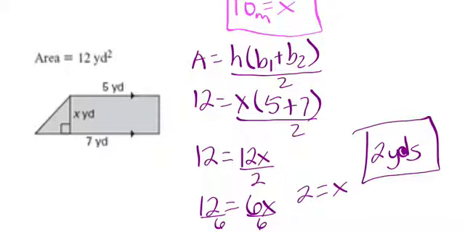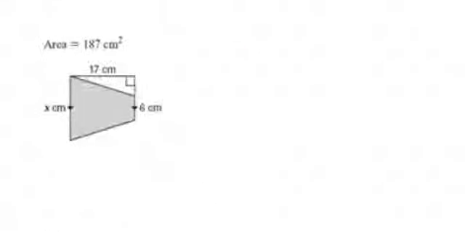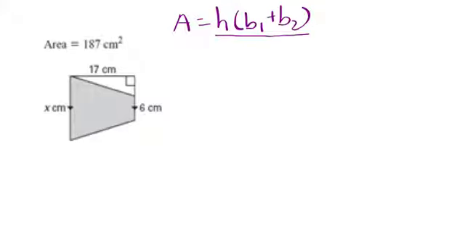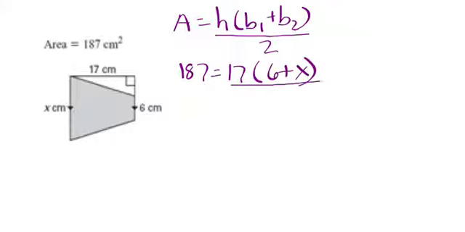And then the last one that we're going to do in this video is another trapezoid, and in this particular trapezoid we don't have one of the bases. So this one works a little bit differently. So area, again, I'm just writing the area formula. Height times the sum of the bases divided by 2. The area is 187. The height is 17 in this problem. And then I'm going to say 6 is base 1. We don't know the other base. Divided by 2. Now there are two ways to work this problem.